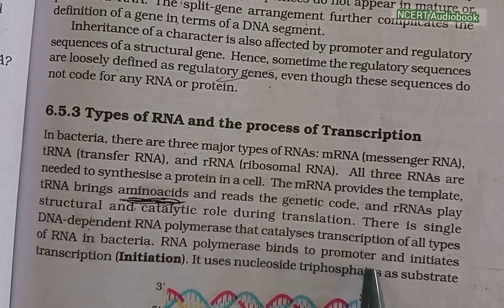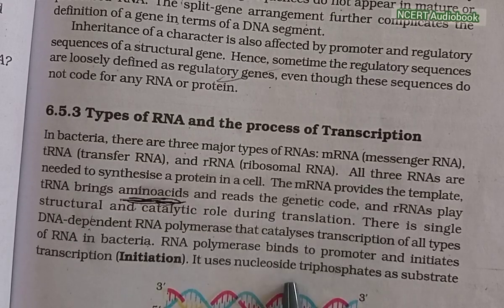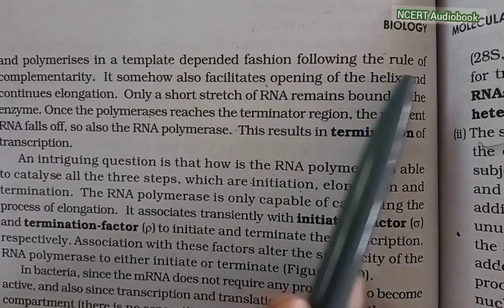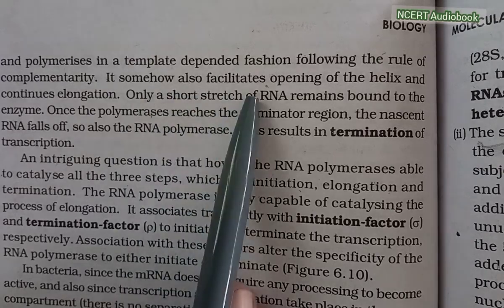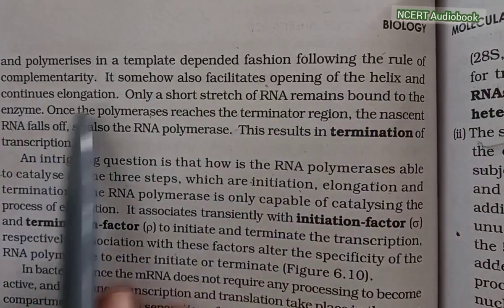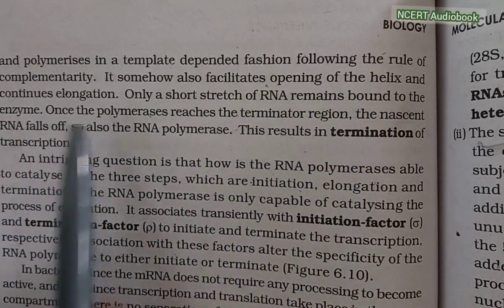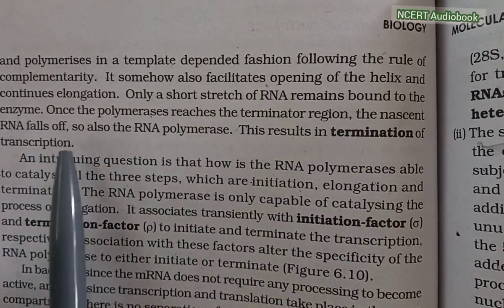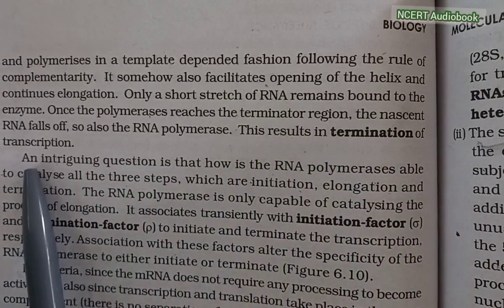RNA polymerase binds to the promoter and initiates transcription. It uses nucleoside triphosphates as substrate and polymerizes in a template-dependent fashion following the rule of complementarity. It somehow also facilitates opening of the helix and continuous elongation. Only a short stretch of RNA remains bound to the enzyme. Once the polymerase reaches the terminator region, the nascent RNA falls off, and so does the RNA polymerase. This results in termination of transcription.